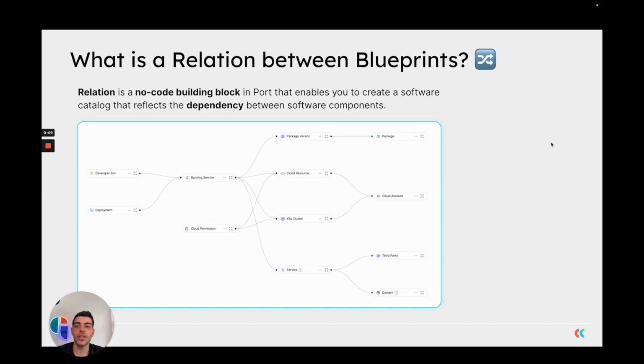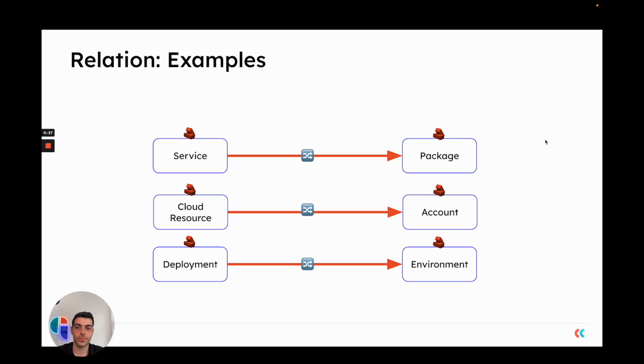A relation is a no-code building block in Port that enables you to create a software catalog that reflects the dependency between your different software components. A relation allows you to create a mapping between your different blueprints and create a dependency graph between them, so that you can understand how the different assets in your catalog talk to each other, consume resources from one another, and which blueprint and which assets depend on another asset.